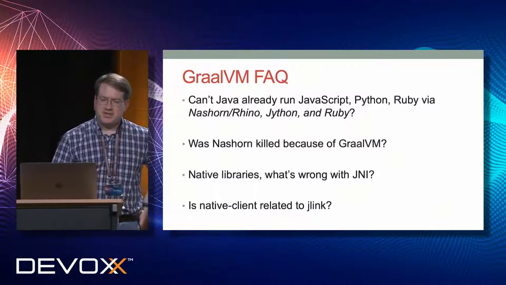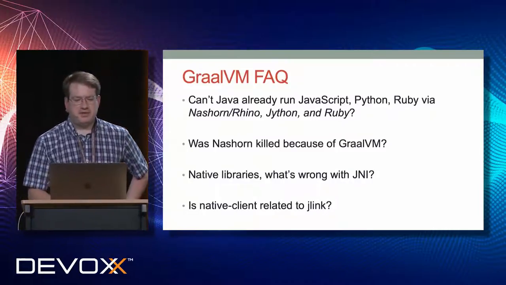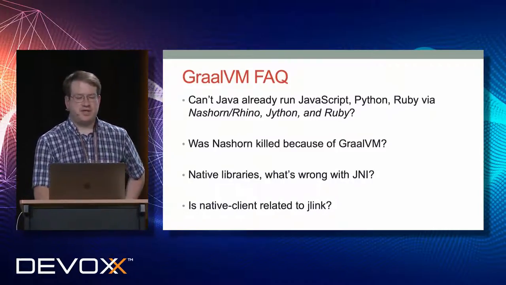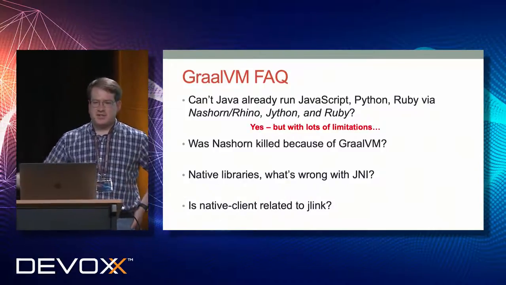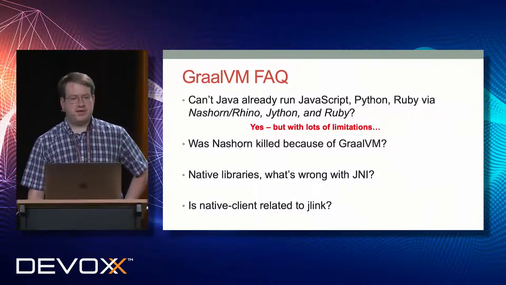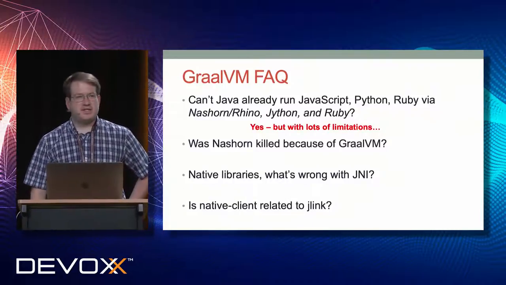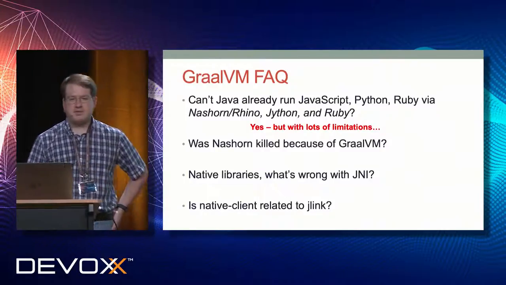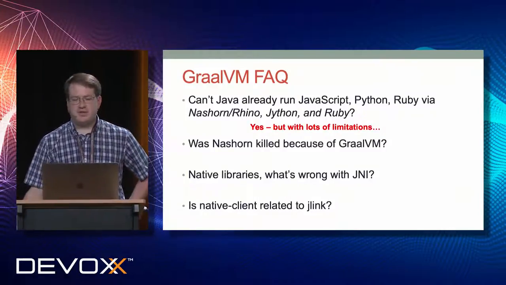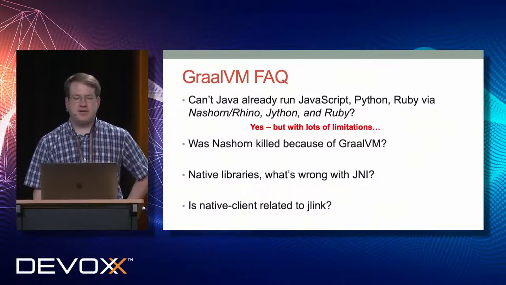So some common questions: can Java already run JavaScript, Python, Ruby, et cetera, via Nashorn, Rhino, Jython, and JRuby? Yes, but with lots of limitations. The JavaScript support that's built into Java right now with Nashorn doesn't allow you to run NPM modules, right? So this is one of the things that GraalVM gives you. You can't pull in Python modules, you can't pull in Ruby gems, right?